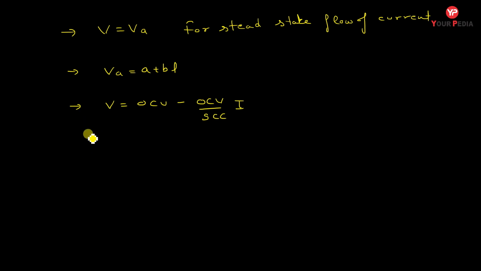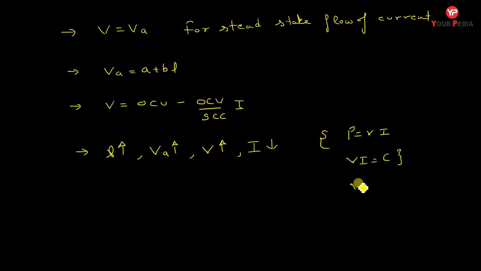After that we have also studied that as the voltage, or we can say as the arc length, increases, the arc voltage also increases, and arc voltage equal to V, that is why V also increases and current has to decrease. Why does current have to decrease? Because power equal to voltage into current, which is constant, or we can say voltage is inversely proportional to current. So this is the basic reason behind the decrease in current. I hope you have understood this relation.